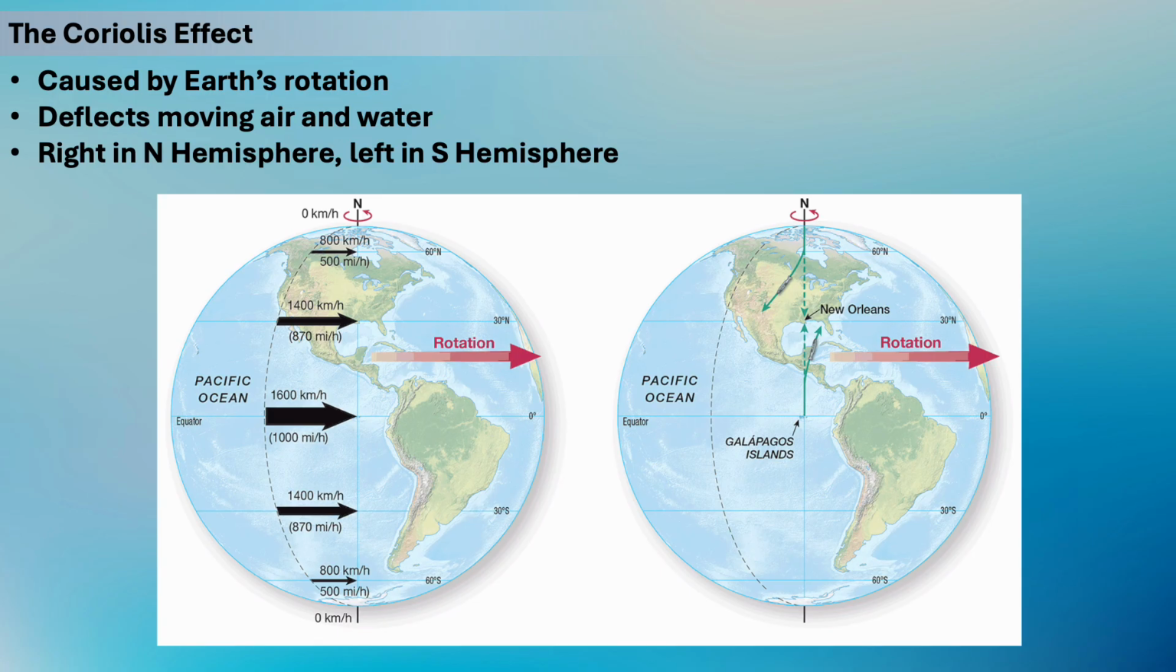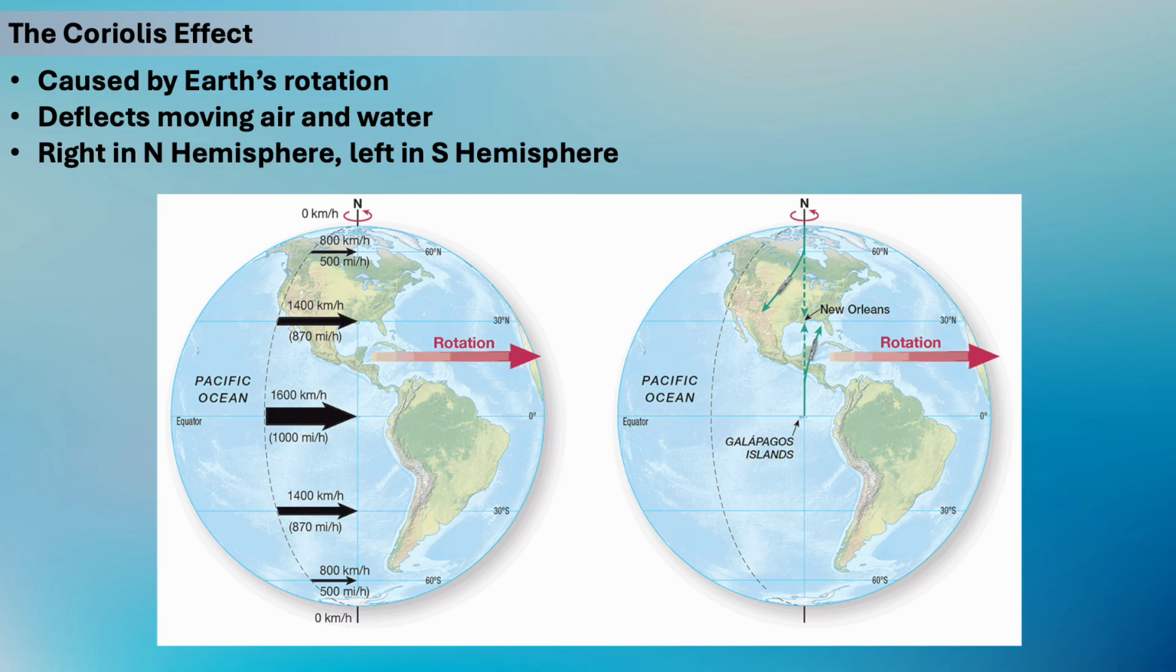Now imagine a parcel of air that begins moving northward from the equator toward high latitudes. When that air starts moving, it carries with it the eastward rotational speed of the equator. As it moves north, it enters regions of Earth that are rotating eastward more slowly. This air does not instantly lose its original eastward momentum, so relative to the surface below, it moves ahead, appearing to deflect to the right.